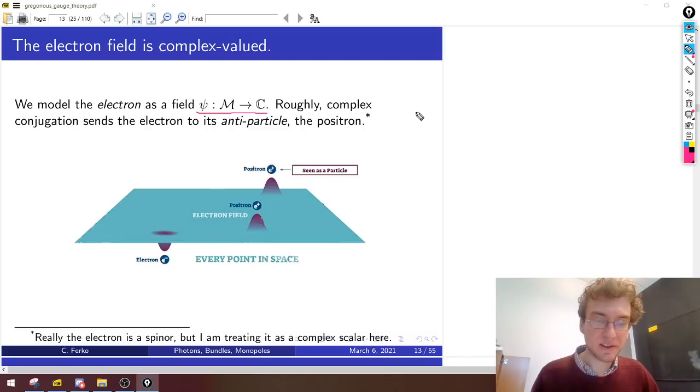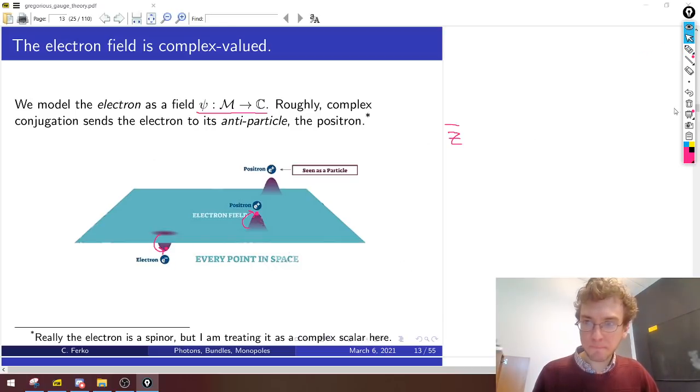And roughly, it's because the complex numbers have a nice involution. You can take the bar of a complex number, and that corresponds very nicely to the fact that the electron has an antiparticle. The antiparticle is the positron. So just imagine the electron as, again, a function that's spitting out a particular complex number, which is shown here just with some purple bump or something. It can be either above or below the axis, and this is just an example of a complex value field.